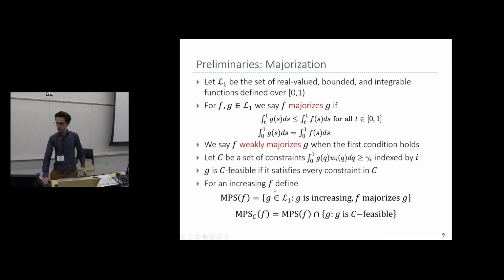The two main definitions that we are looking for: the first one says define the mean preserving spread set of f as the set of all functions g that are increasing and f majorizes them. And the second one is just the same as the first one, except that we throw away functions g that are not C feasible. So we are taking the intersection with this feasibility set.